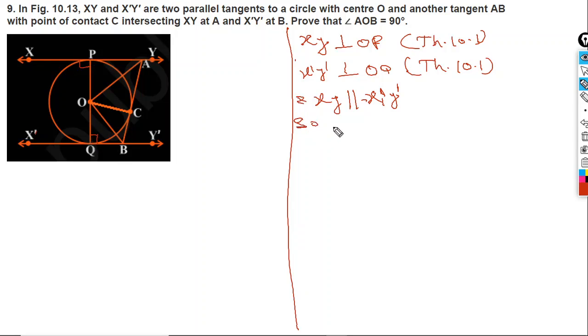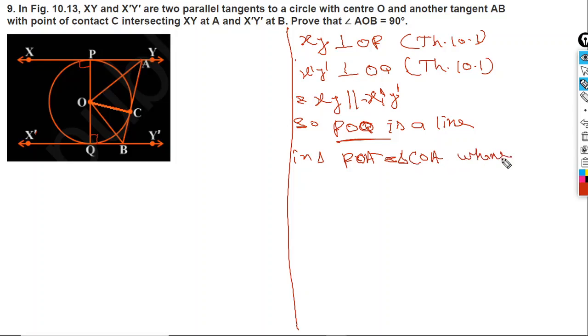So POQ is a line. Now POQ is a line. So again we will move to this triangle. PO, this one is A. Triangle POA and triangle COA. Now in triangles POA and COA, we have, here you can see this is the right angle, this is the right angle.